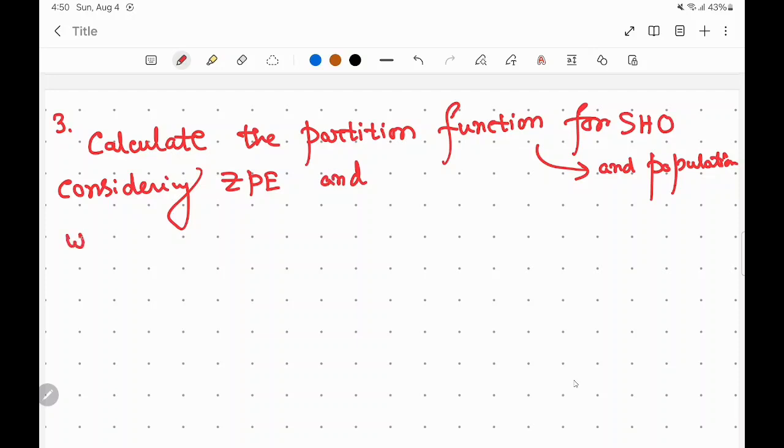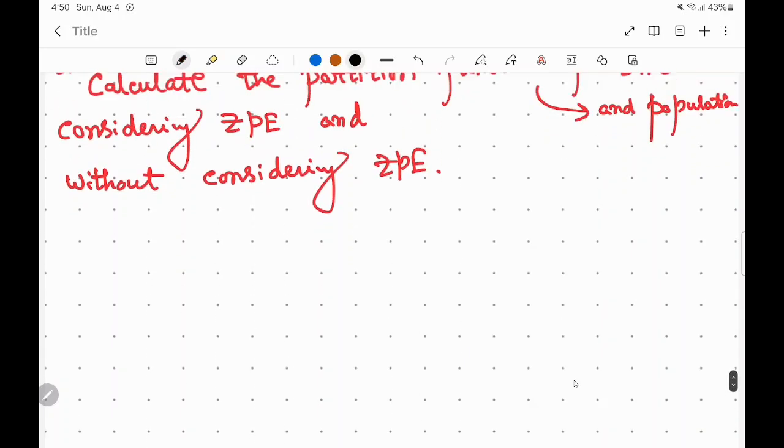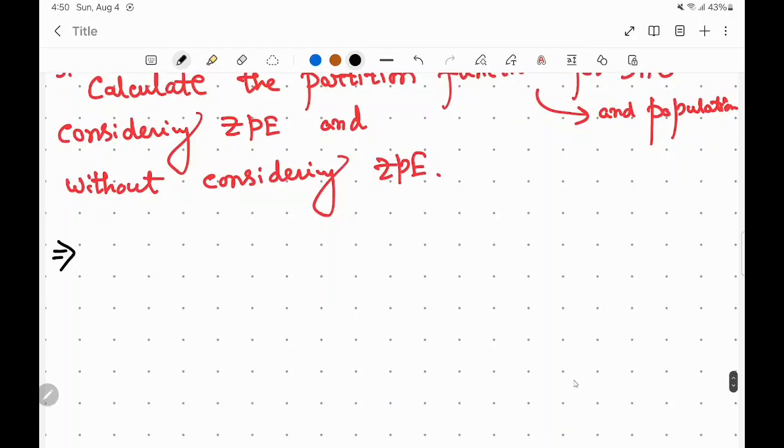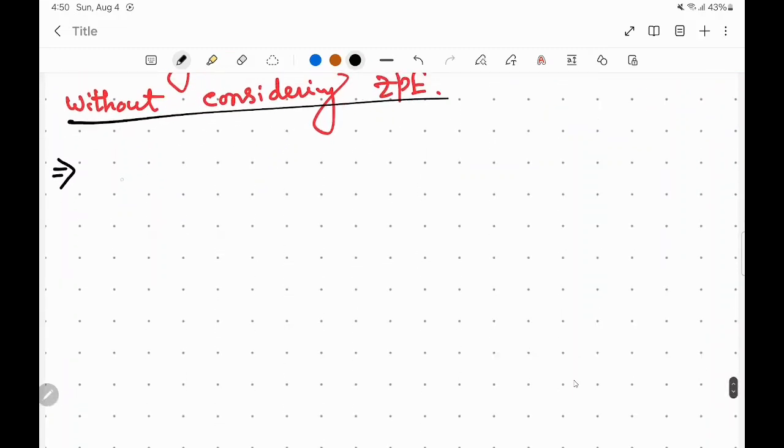And without considering zero point energy. That discussion we already did, but we have to calculate it now. Without considering zero point energy, just q. This we have already calculated. This is 1 by e to the power minus beta epsilon. This is our q. Now what will be the population?